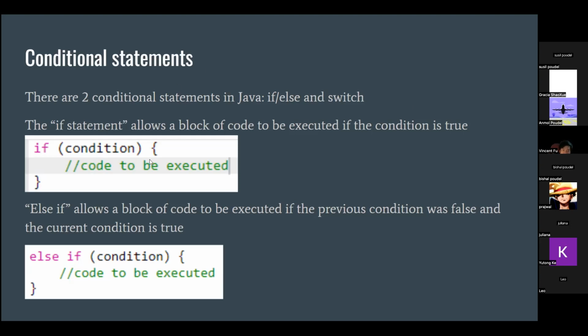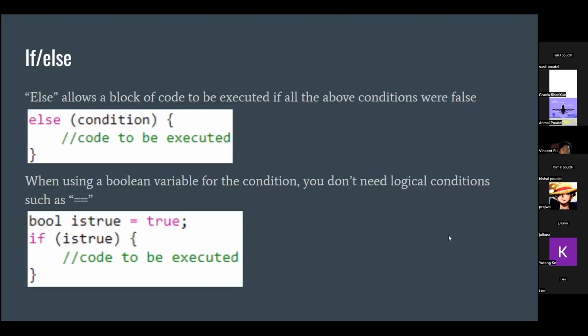The else if just allows another block of code to be executed if the previous condition was false and the current one is true. So if you have an if and then an else if, the if was false and the else if is true, then the code inside the else if will be executed. And then obviously there's an else statement. The else statement just allows a block of code to be executed if all the above conditions were false. So if you had a bunch of if-elses and all the conditions there were not met, then the else statement would automatically happen.